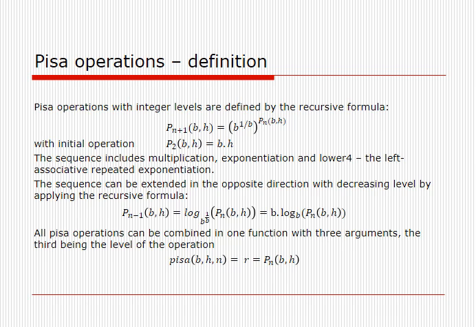The Pisa operations are defined by the initial operation, multiplication, and by the recursive rule, in which the previous operation result is raised as a power to receive the new operation. The sequence can be extended in the opposite direction by taking the logarithm of the previous operation. All operations can be combined in one function with 3 arguments.